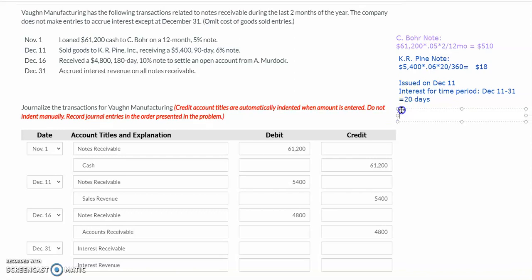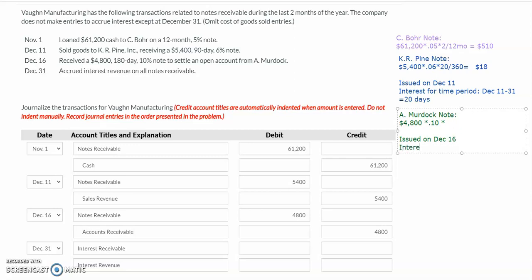This is going to be for A. Murdoch. And for this last note, we're going to take 4,800 times 10%, 0.10, times, and this note was issued on December 16th.